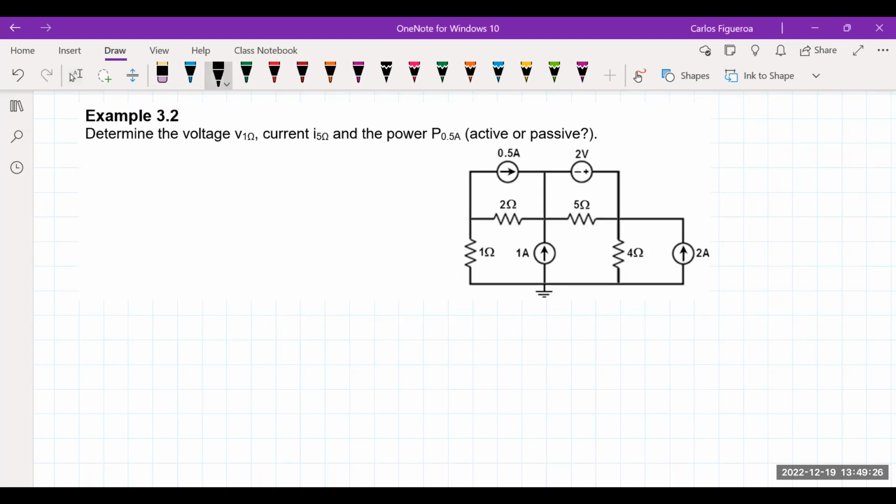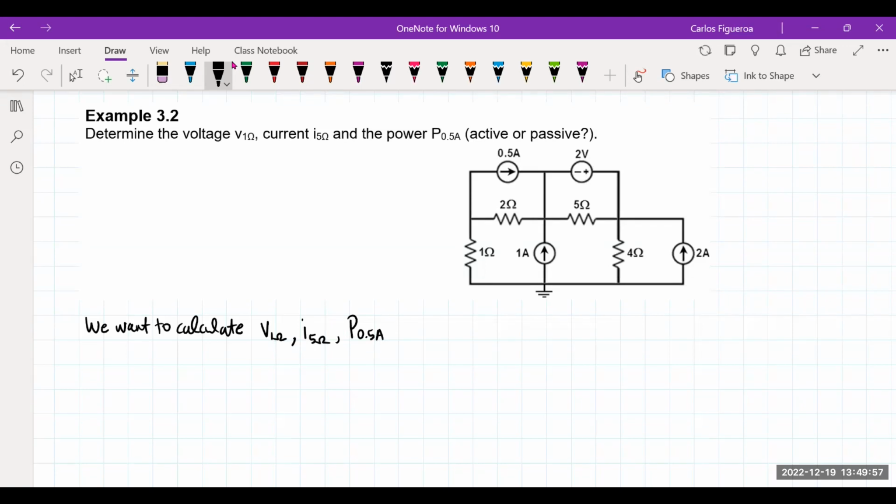So what this tells us here is that we want to calculate the voltage of the 1 ohm, which I can write as node voltages. I'm going to need the current of the 5 ohm, and I want the power of this guy right here.